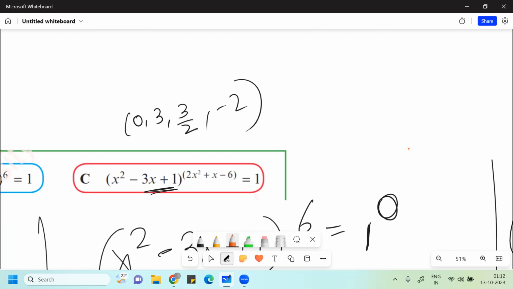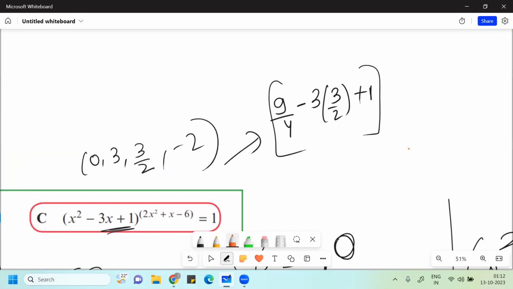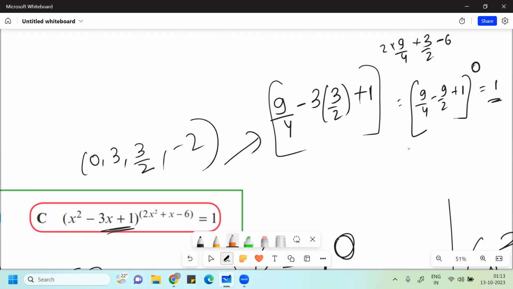If I put 3 by 2 into this, it would be 9 by 4 minus 3 into 3 by 2 plus 1, to the power 2 into 3 by 2 square, which means 9 by 4, 2 into 9 by 4, then plus 3 by 2 minus 6. If I solve this, this is 9 by 4 minus 9 by 2 plus 1. This is 9 by 2 plus 3 by 2, 12 by 2 minus 6, which will be 0. So 1 to the power 0 will be 1 only. I hope you are getting it.